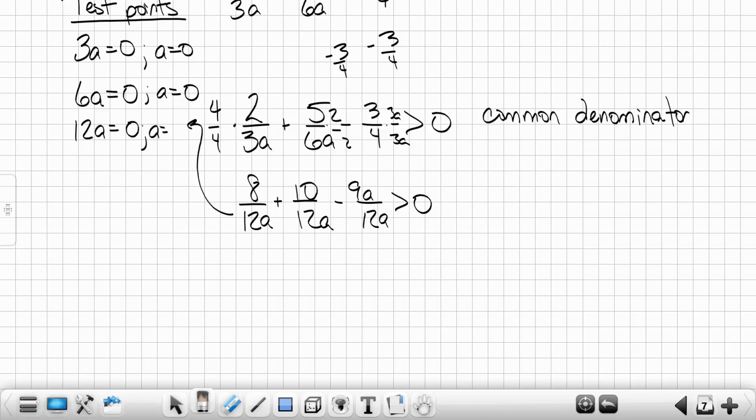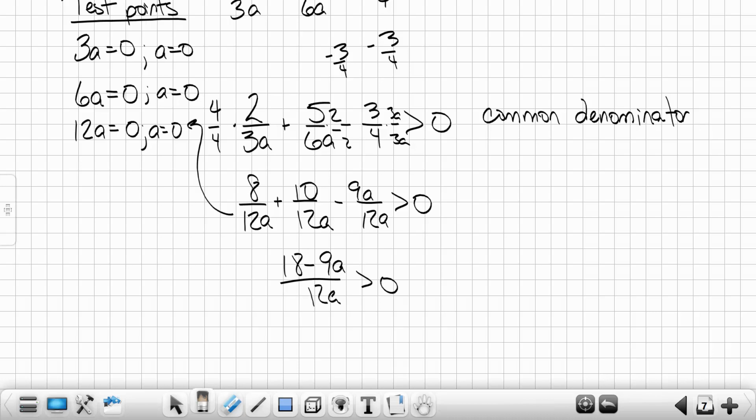This is not going to give me anything special. It's just A equals 0 again. But just in case this leads you to a new test point, be aware. In case it leads you to a new test point. So if you see something that's different from the rest, create a new test point. Okay? So what's 8 plus 10? So we have 18 minus 9a over 12a is greater than 0.